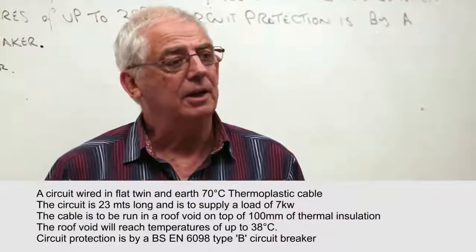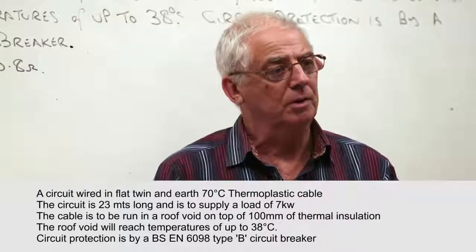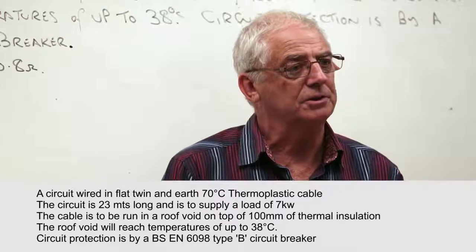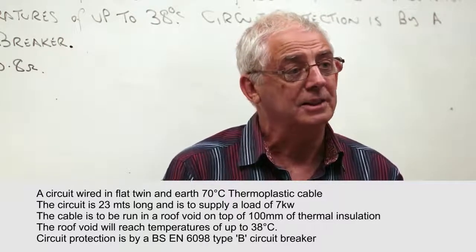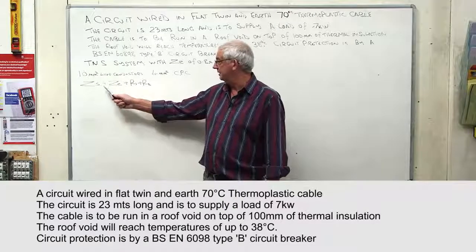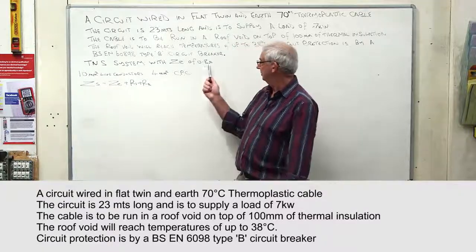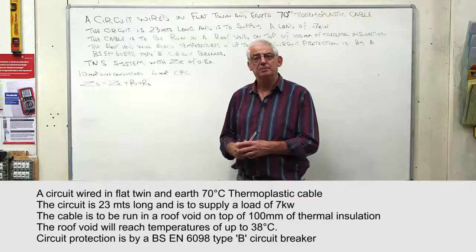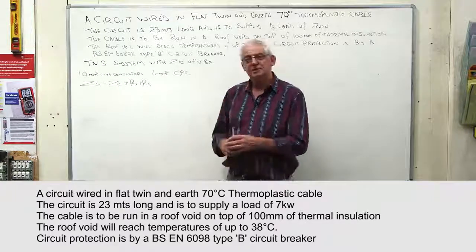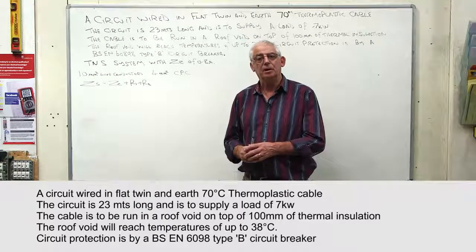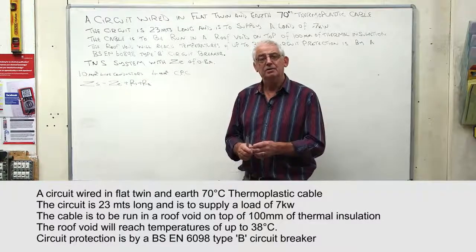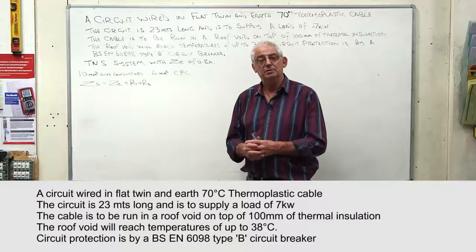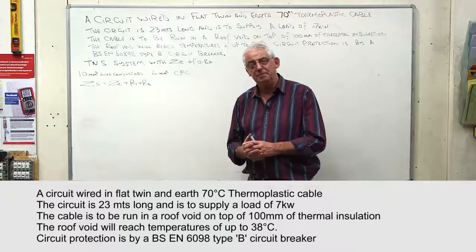We need to do a calculation to find the maximum earth loop impedance of our circuit, which we call Zs. And we know that Zs is equal to Ze, which is 0.8, plus R1 and R2 of the cable. Now R1 is the term we give to the resistance for our line conductor, and R2 is the term we give for the resistance of our CPC.